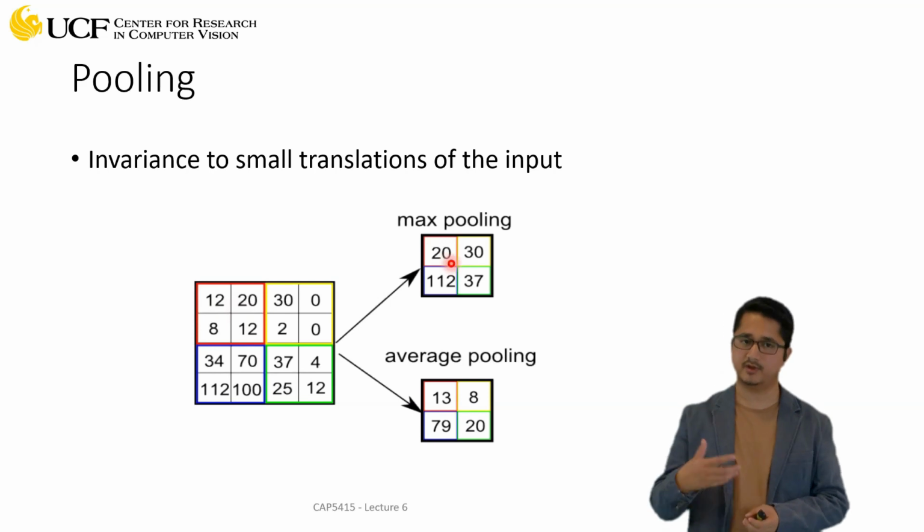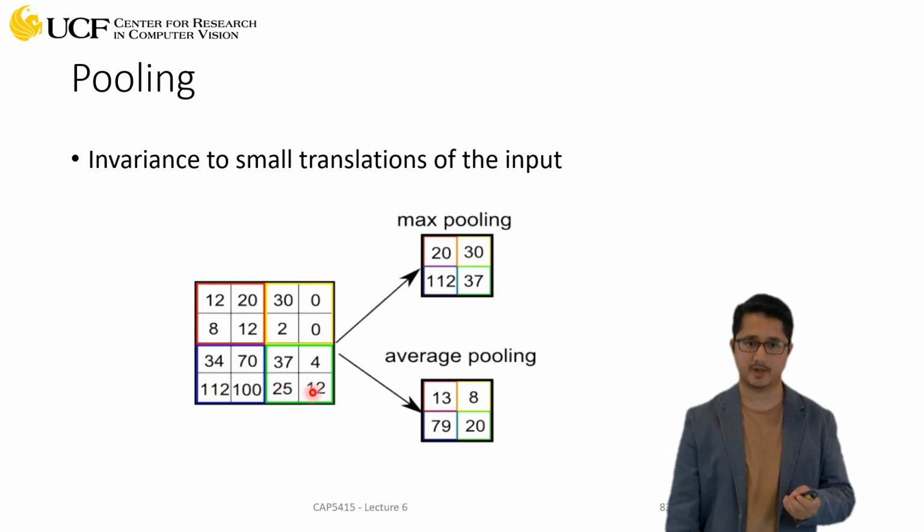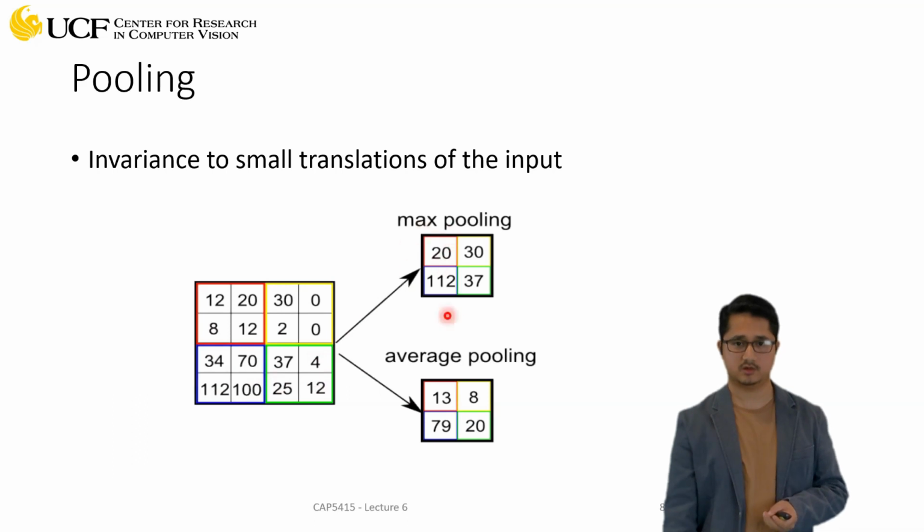Okay, and there are various different versions of pooling. For example, in this case, I'm showing you max pooling and this is average pooling. Max pooling is you just pick the maximum value in this neighborhood. So in this case, it's 20. You can just pick that. And in this case, it's 30. You will just pick that. Okay, same for these two. In this case, 112, in this case, 37. Okay, so if you have such an activation map and if you perform the max pooling operation on this, your output is going to be this.